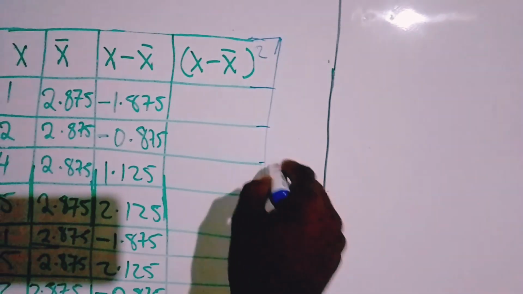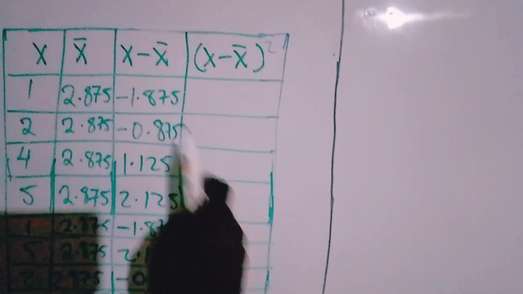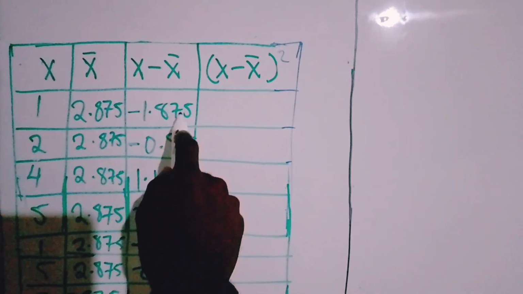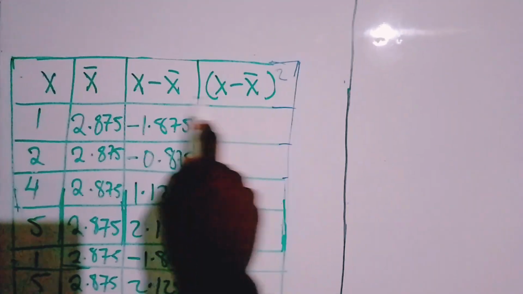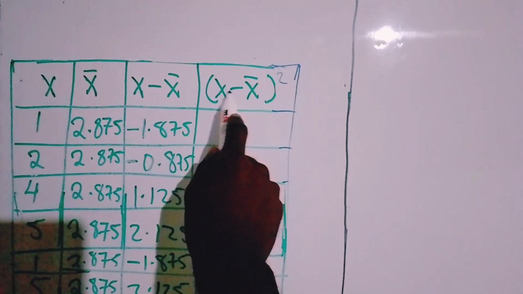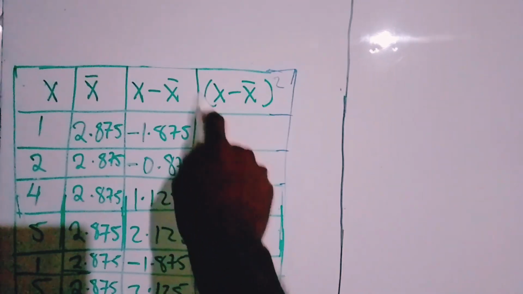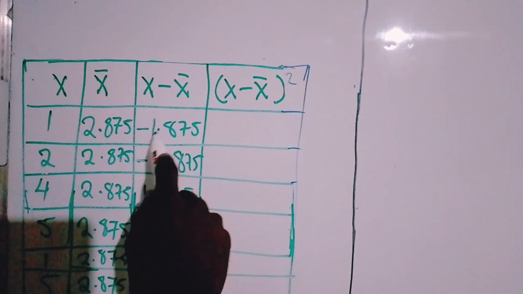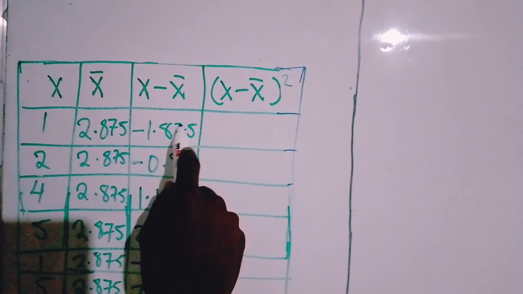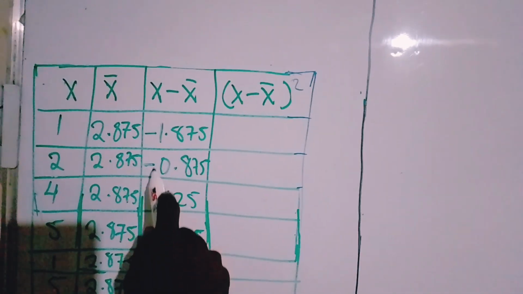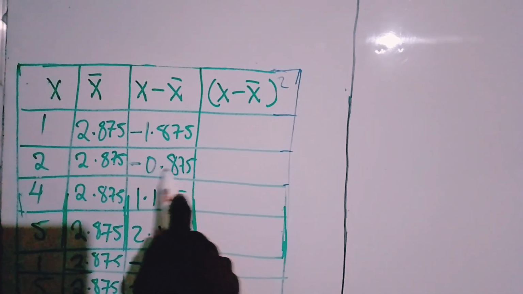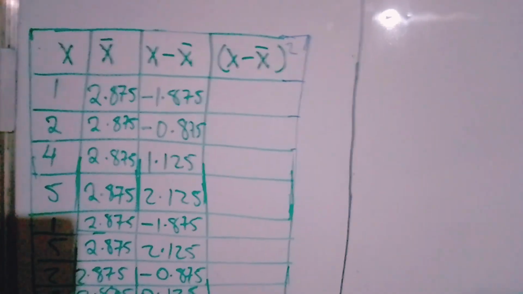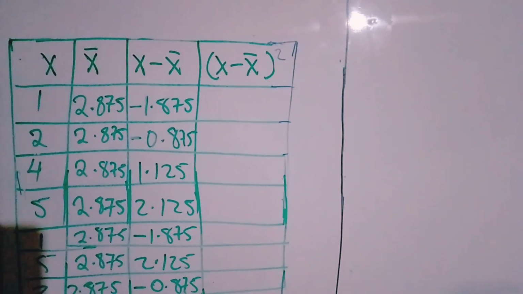Okay, like that. Since there is a square and this is x minus x bar, then everything in the square root means we have to square this one. So 1.875 times 1.875, and 0.875 times 0.875, we put it like that, okay? Not the other way around, just like that.